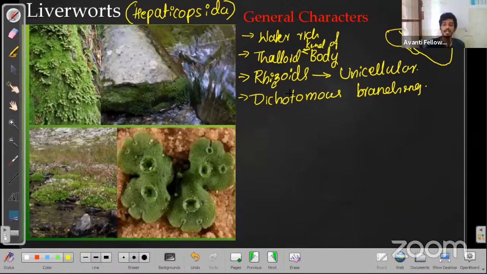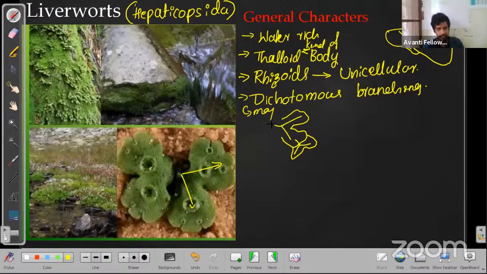Okay, these have dichotomous branching. What is the meaning of dichotomous branching? Di means two. These have this kind of branching, so it always differentiates into two. Then this again differentiates somewhat like this. So this is called dichotomous branching. It will branch in two ways. Here you can see, one is branched here, another is branched here. So it may show dichotomous branching. That's one of the characters of this one.